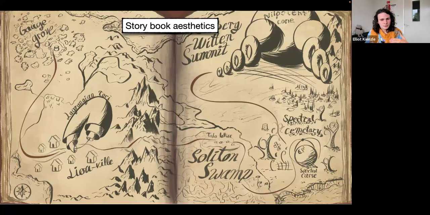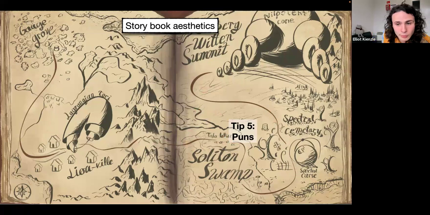So this is a picture of this land of integrable systems. And you can kind of see the journey very efficiently described in this map. They start in this gauge-theory grove. They kind of meander along through Liouville's theorem, symbolized as Liouville, the city. And then, crossing the mountains, trudging through the Soliton swamp, and then braving the spectral cemetery until they can finally face off against the Seiberg-Witten summit.